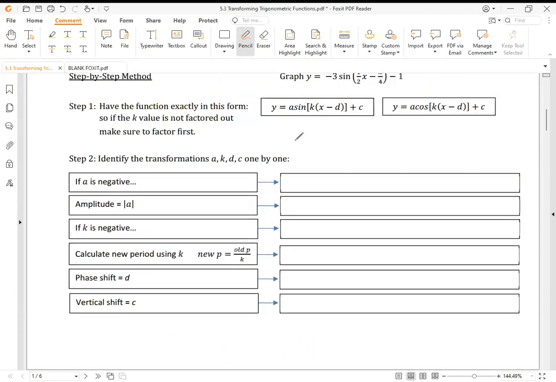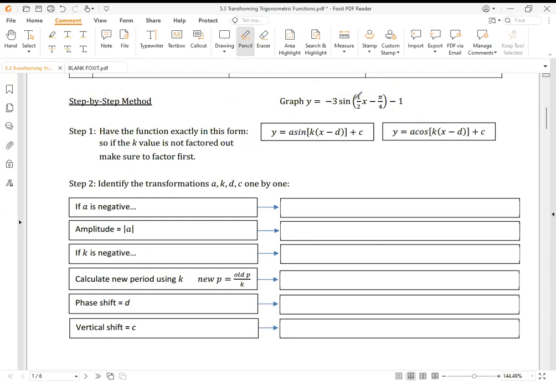For AKDC, for this function, notice how the k value is not factored out. I need it separated from the rest. So if I were to factor out 1 over 2, please be very careful not to make a careless mistake. Pi over 4 becomes pi over 2. How did I do that? Well, I'm dividing a half out from both terms. So it's factored. It's like the opposite of distributive property.